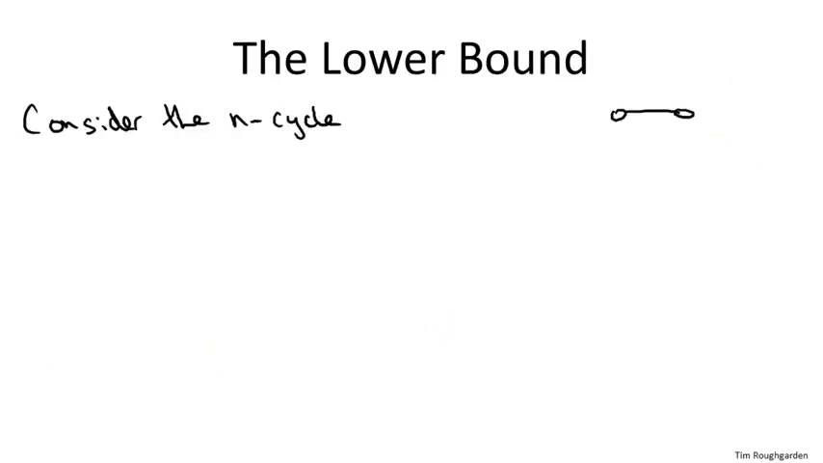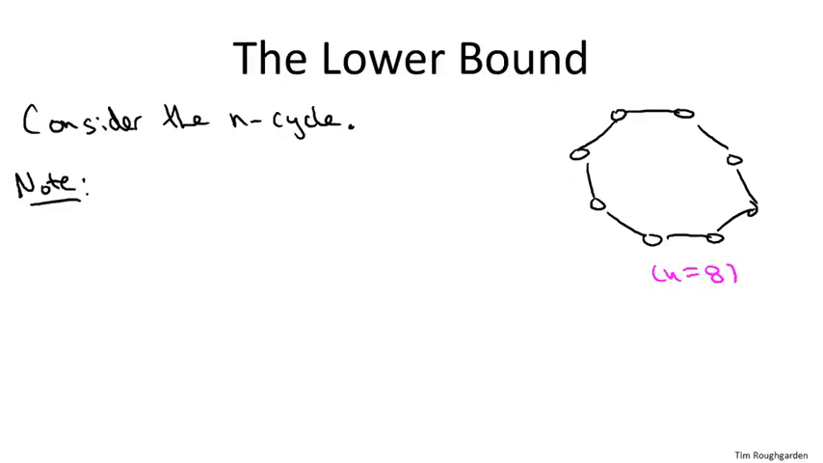For the lower bound, we don't have to look much beyond our trees example. We're just going to look at cycles. For any value of n, consider the n-cycle. So here, for example, is the n-cycle with n equal to 8. That would be an octagon.